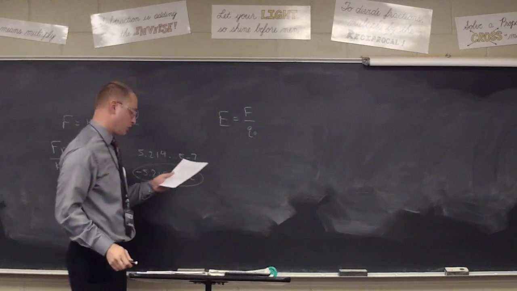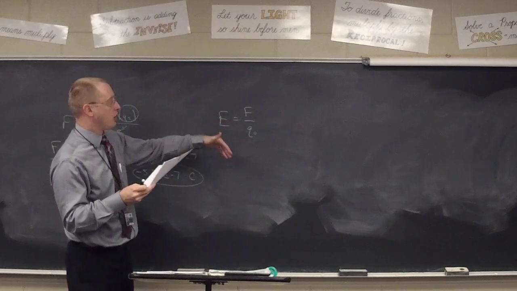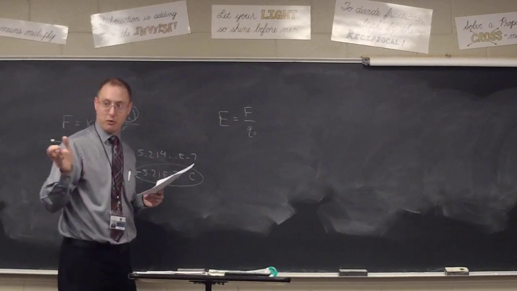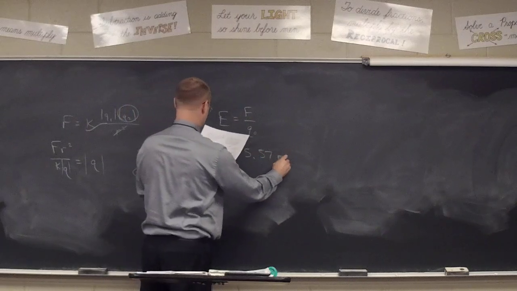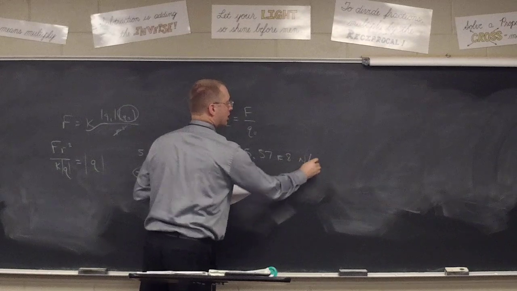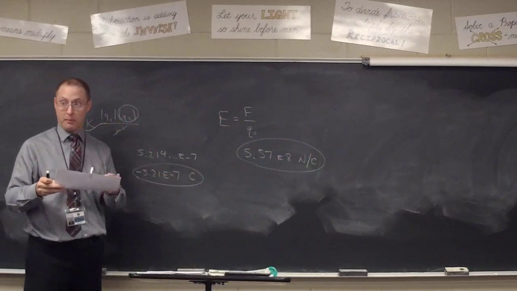E equals F over Q sub naught. We know the force. We know the small test charge. We find the electric field strength. 5.57, and that is the correct answer there. Did we get that for the third problem?